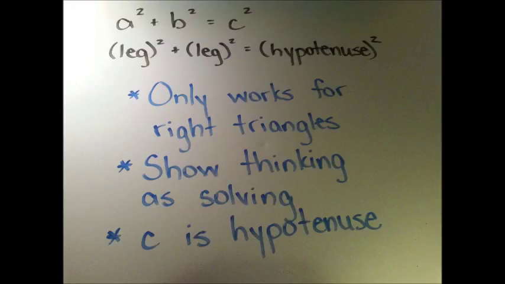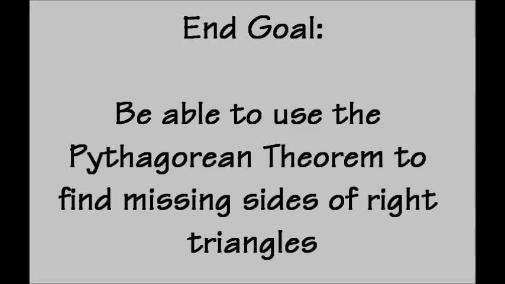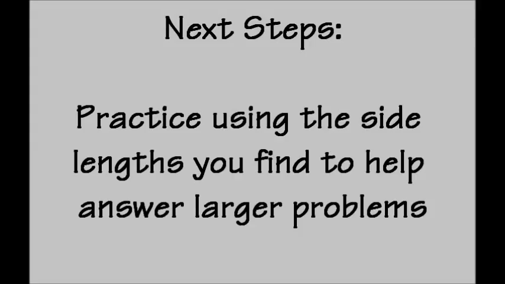So there's our quick review of the Pythagorean theorem. You may remember it is a squared added to b squared is equal to c squared, but we also encourage students to think about the length of a leg squared added to the length of the other leg squared being equal to the length of the hypotenuse squared to help avoid filling numbers into the wrong place. Keep in mind that this only works for right-angled triangles, that we expect students to show their thinking as solving equations, and most especially that C represents the hypotenuse. Our goal with this topic is to be able to use the Pythagorean theorem to find missing sides of right-angled triangles, and that's going to help us down the road to use those side lengths to help answer larger problems.